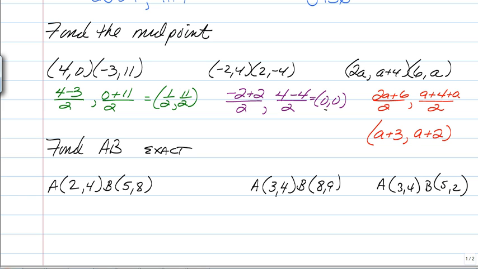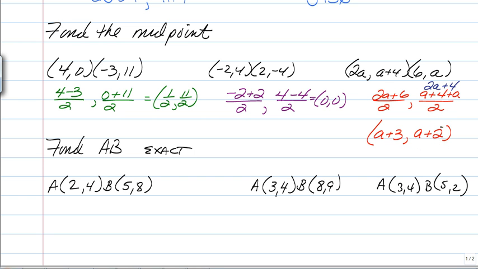Now the last one was an expression because there was a variable a. That doesn't mean you can't do the problem, you just leave your answer as an expression. So 2a plus 6 is 2a plus 6 divided by 2. So we just have to take half of it. So 2a divided by 2 is a, and 6 divided by 2 is 3. And for your y's, we have a plus 4 plus a, which means this is technically 2a plus 4. So then 2a divided by 2 is a, 4 divided by 2 is 2, and that's it.